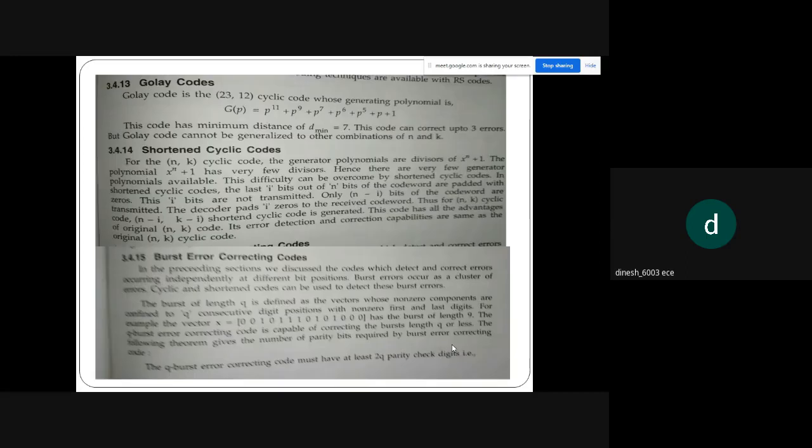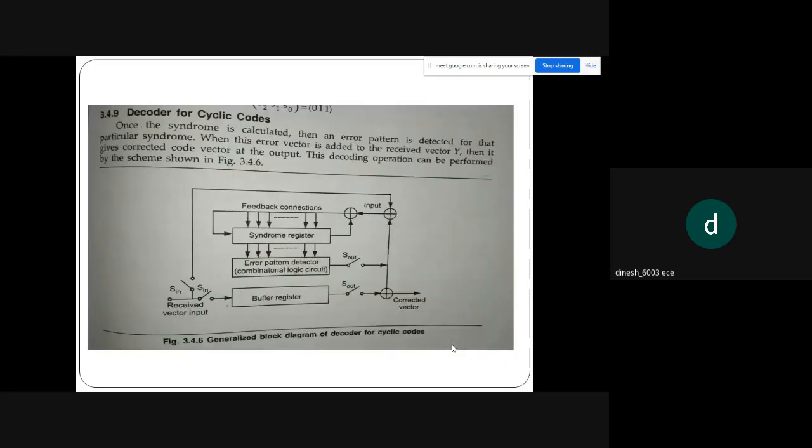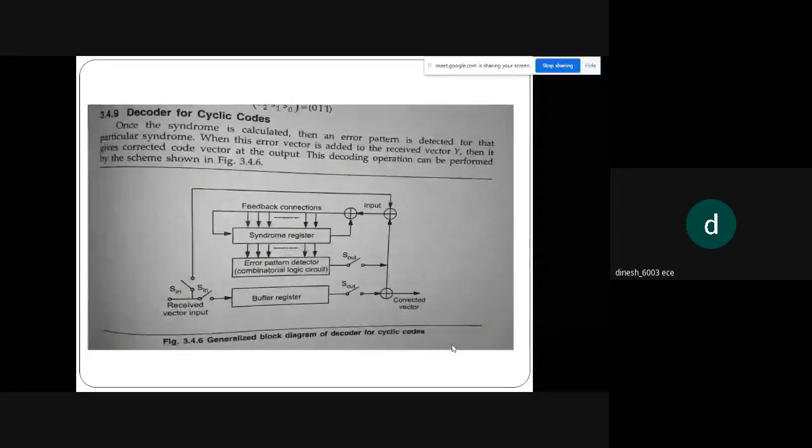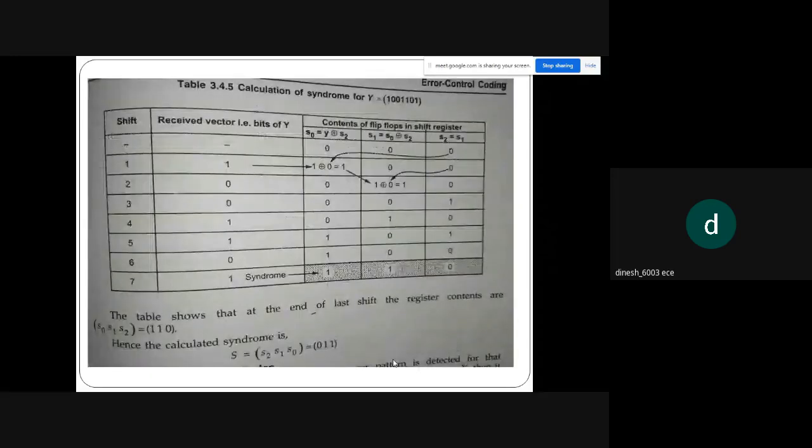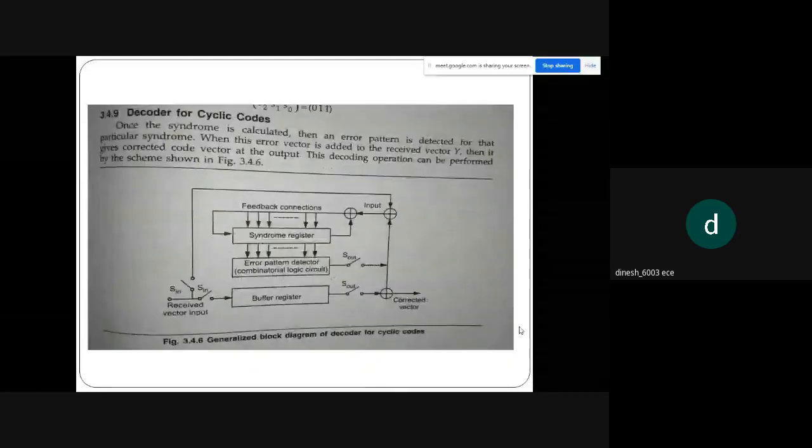A decoder for cyclic codes. Once the syndrome is calculated, an error pattern is detected for that particular syndrome. When this error is added to the received vector Y, we get the correct code vector. We had detected the syndrome. Syndrome is your error. We had found error 0, 1, 1 for this problem. Then we'll use some error pattern such that the error can be rectified easily.